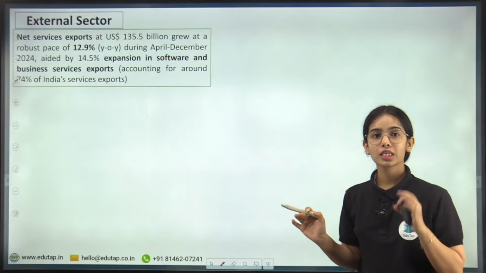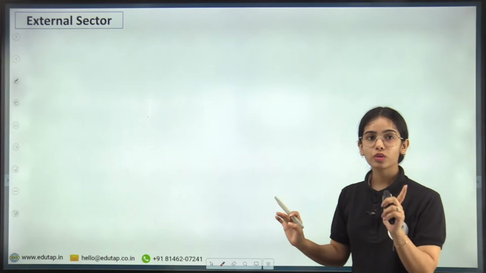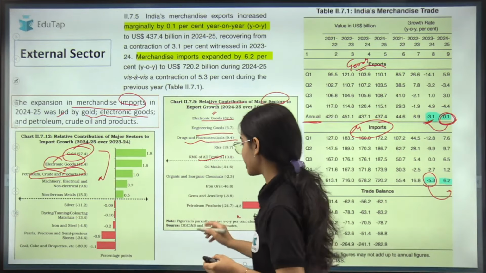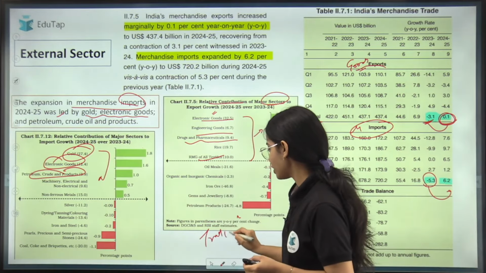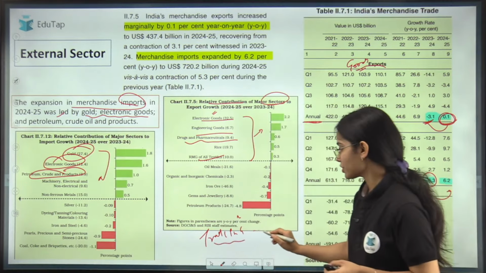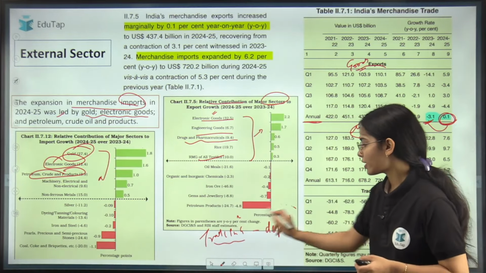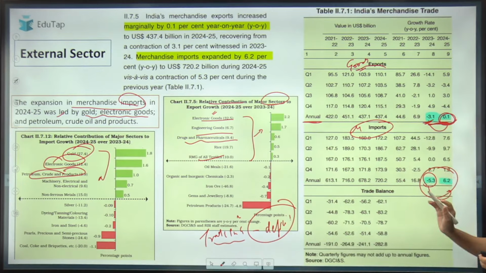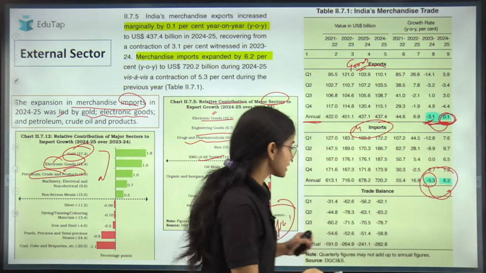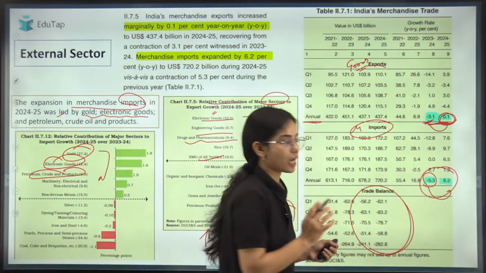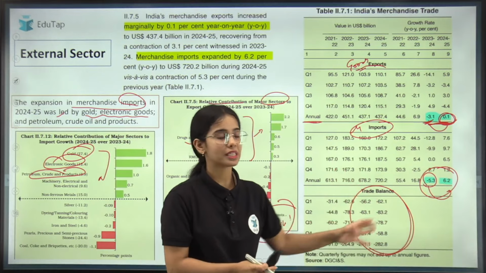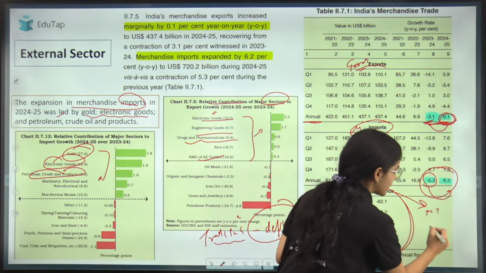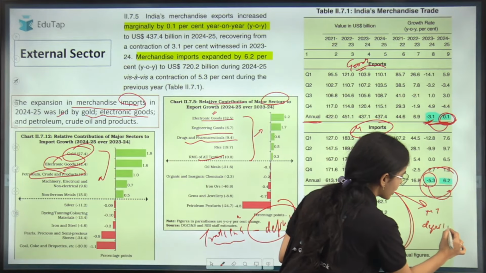Now next point is services sector. But first, this is the idea for the trade in goods. So trade in goods is in deficit. Why? Because the export growth is not much while the import growth is very high. So in the trade balance you can see that there is a deficit. Don't need to remember the numbers, but basically in the merchandise trade, there is a huge deficit that we have faced.